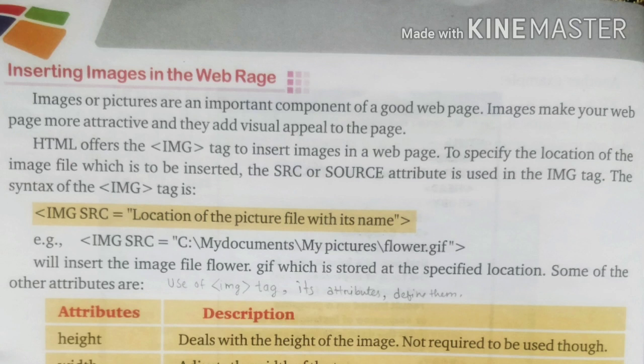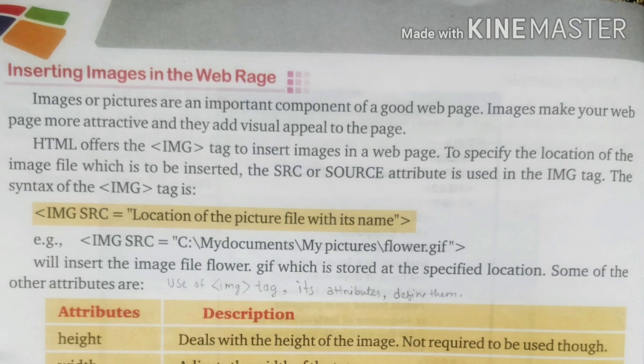HTML offers the img tag, that is the image tag, to insert an image in the web page. To specify the location of the image file which is to be inserted, the src or the source attribute is used in the image tag. So one of the attributes of the image tag is the src, source attribute.